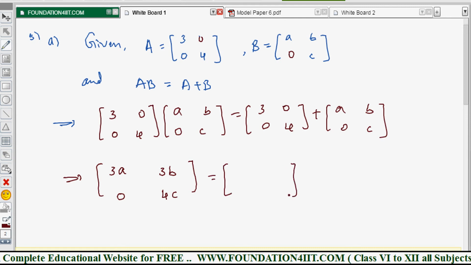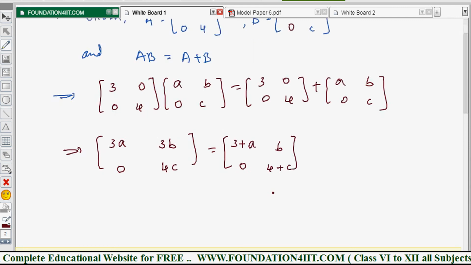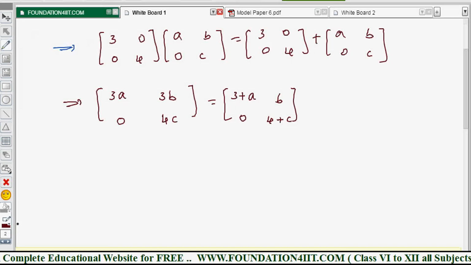We will add these matrices on the right side: 3 plus A, 0 plus B is B, and 0, 4 plus C. Once you get this, equate the corresponding elements. First row, first element: 3A equals 3 plus A. From this, 2A equals 3, then A equals 3 by 2.